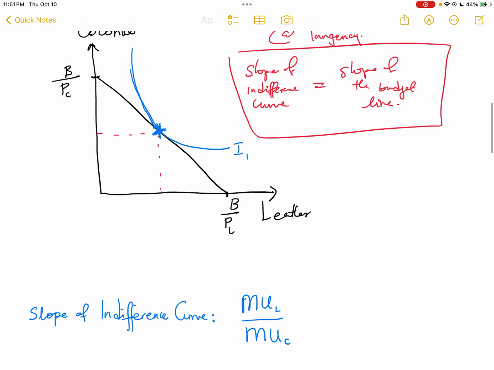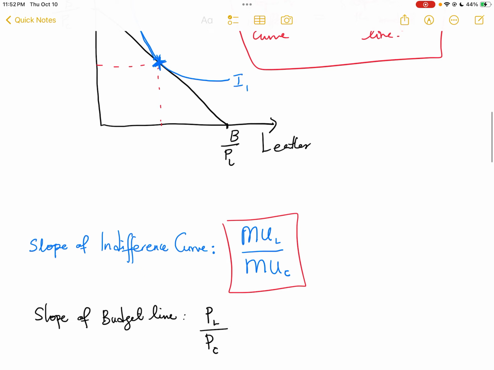Now, the slope of the indifference curve is termed MUL over MUC, the marginal utility of leather divided by the marginal utility of coconuts. The marginal utility of the good on the x-axis divided by the marginal utility of the good on the y-axis. That is the slope of the indifference curve. The slope of the budget line is the price of the good on the x-axis divided by the price of the good on the y-axis. So PL over PC.